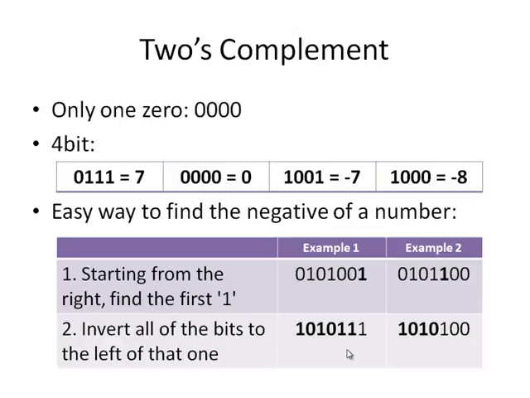There's another easy way to find the negative of a number. Start from the right, find the first 1, and then invert all of the bits to the left of that. So we find the first 1 from the right, keep it the same, but then invert all the other values. So this 0 becomes 1, this 0 becomes 1, 1 becomes 0, 0 becomes 1, and so on. We have 2 examples here. This allows us to work out 2's complement.